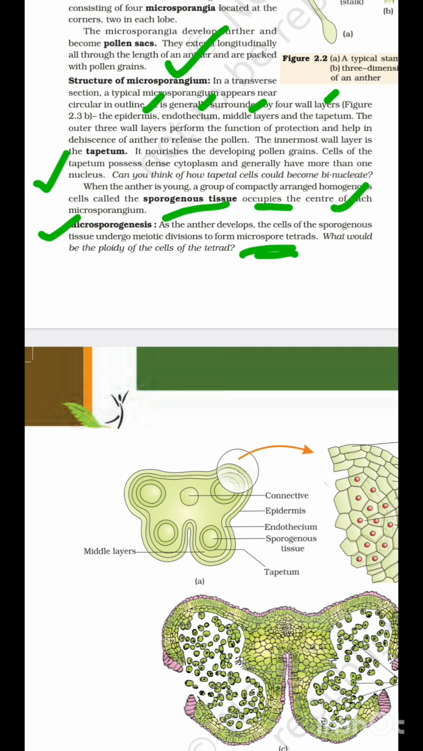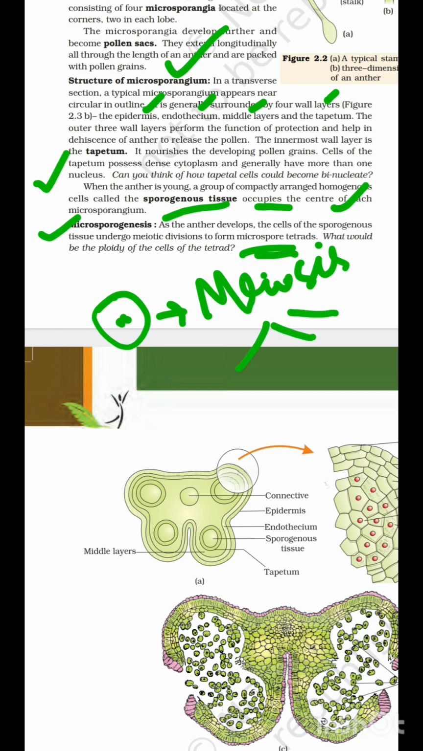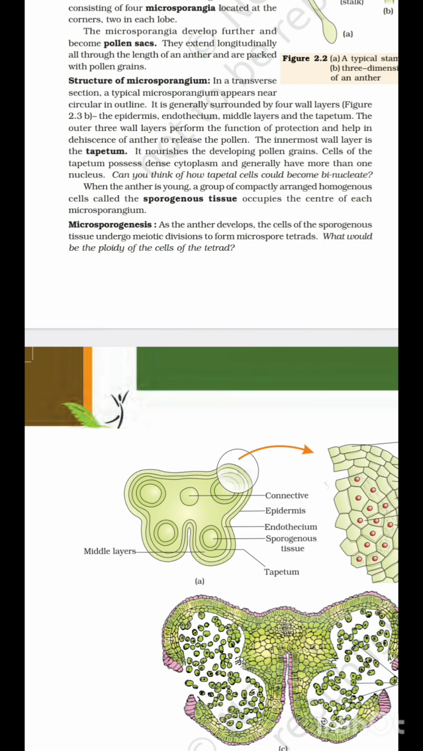So from microspore mother cells, upon meiosis or reductional division, four microspores are formed, called a microspore tetrad. When they are produced, generally they are present in an aggregate manner. They are present together like this and known as microspore tetrad because four microspores are together.